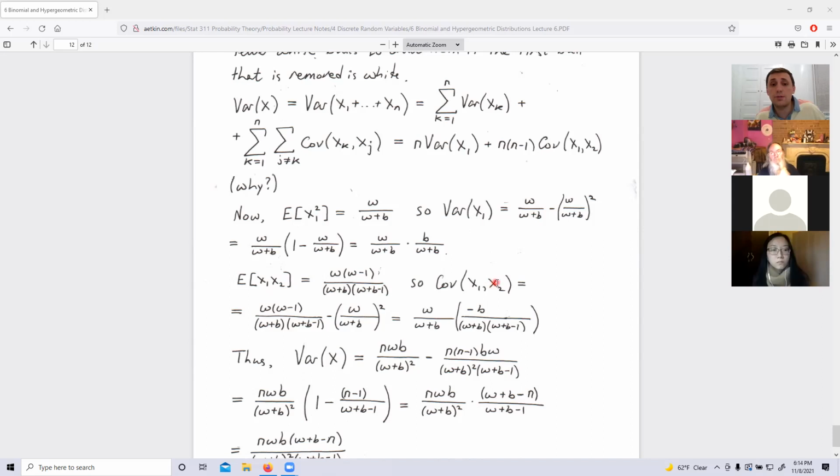Covariance of x1 and x2 is simply this number we obtained minus the expected value of x1 times the expected value of x2. They are the same, so it's this number squared. And then I just simplify it and I get this thing. Yes, you can multiply it out and simplify it, and you get this thing.